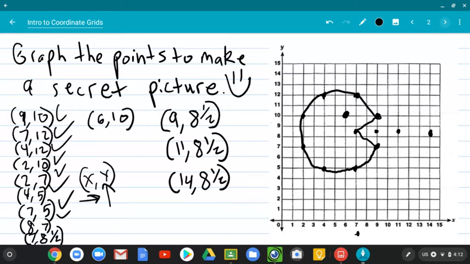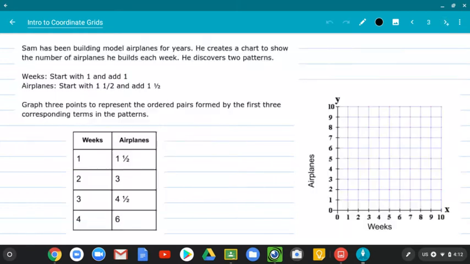It's similar to what we've done in class with patterns and creating coordinate points, but we're going to graph it today. So if you want to read it with me, it says, Sam has been building model airplanes for years. He creates a chart to show the number of airplanes he builds each week. He discovers 2 patterns. All right, so there's the weeks. It says start with 1 and add 1.